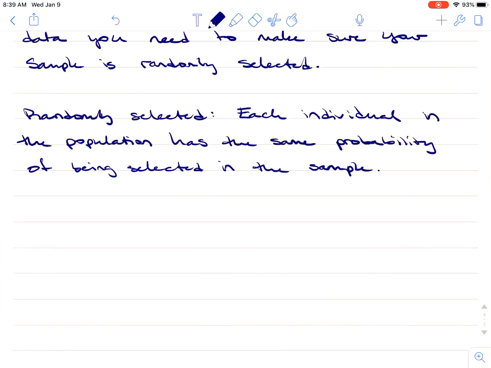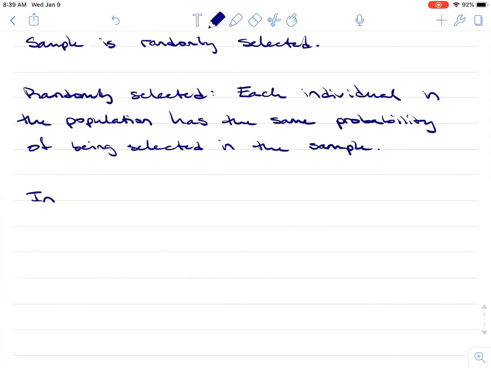So the whole goal, right, is to have a sample that's representative of the population. So if our sample wasn't randomly selected, then we can't say that it's representative of the population. So whatever conclusions we draw from our sample can't actually be broadened to the whole population, and that's a problem. Okay.